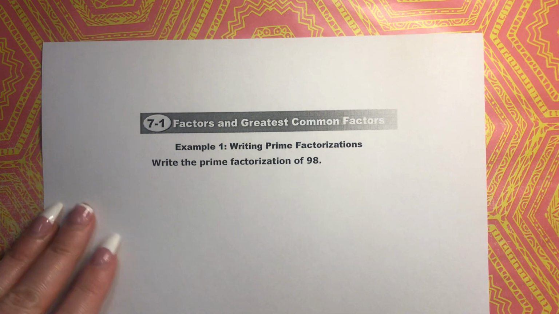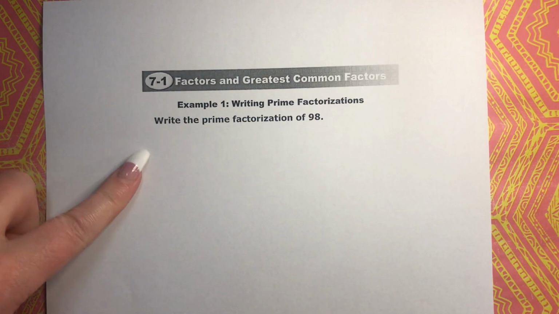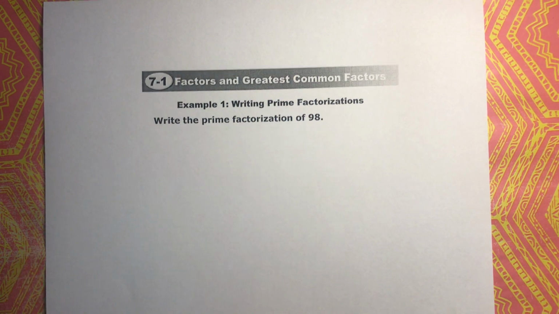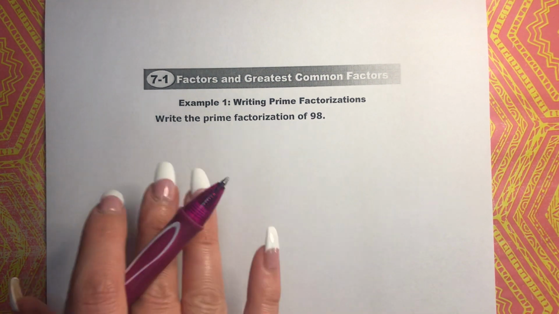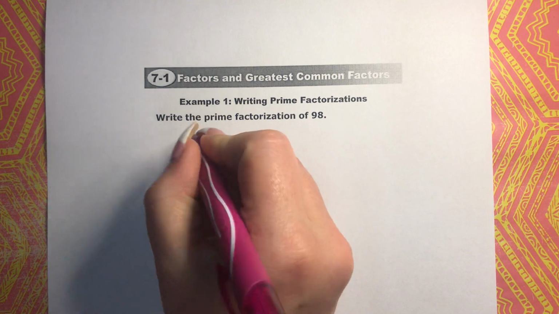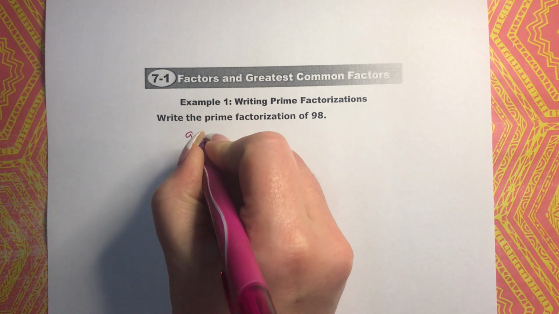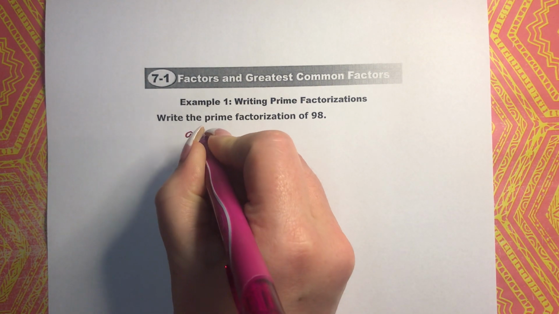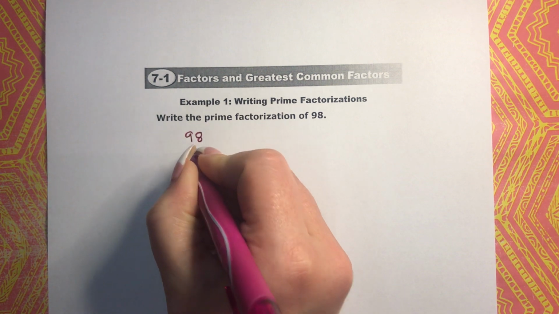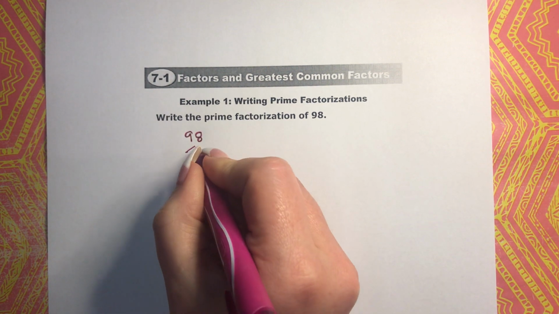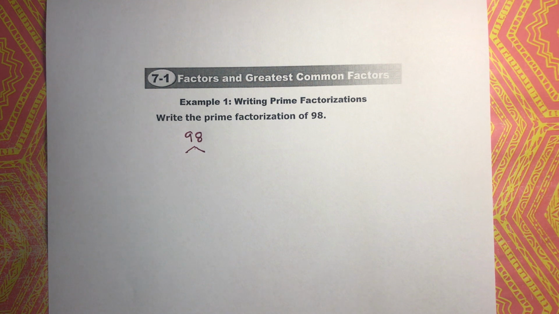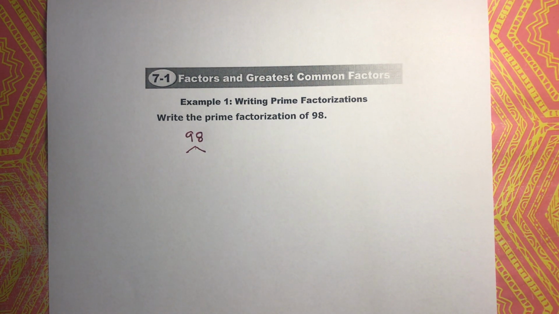So what we're going to do for example 1 is write the prime factorization of 98. So we have to break this number down. 98 is a big number. When I do this, I like to make a tree. I just start with 98 and have branches that go down. And I know that we did this at the beginning of the year.